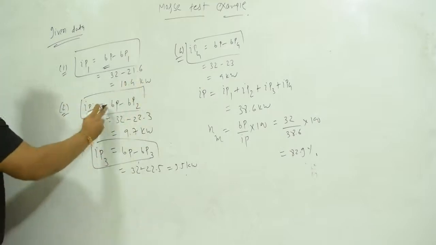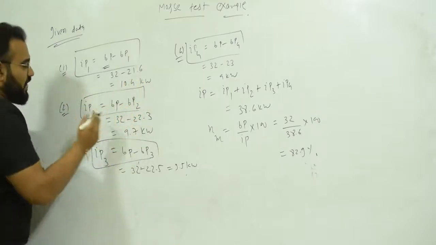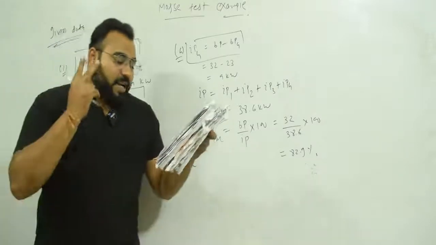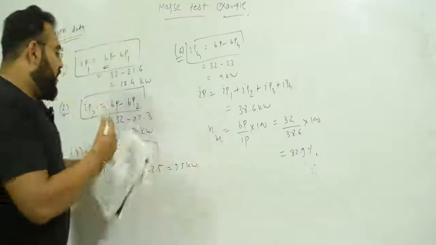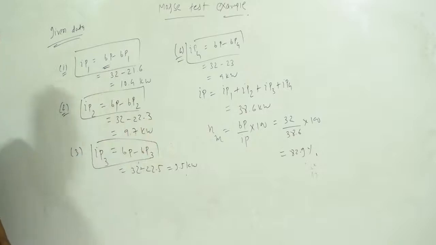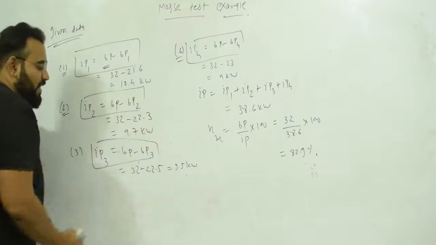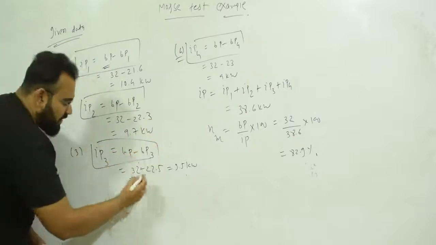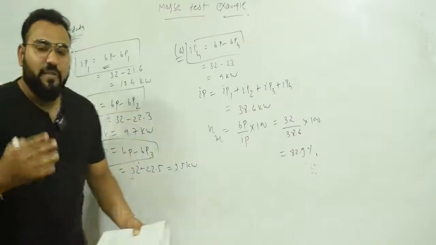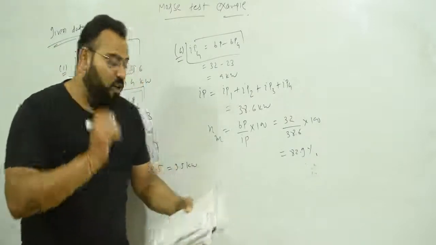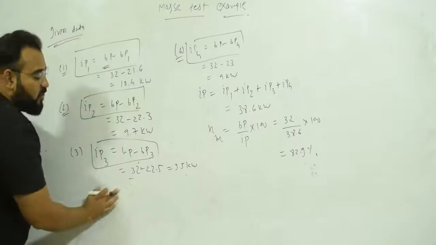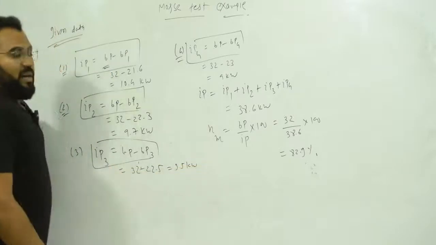Same for IP2, BP minus BP2. When all cylinders are working it is 32, and BP2 means when 2 cylinders are cut off, so it will be 22.3. So 9.7 kilowatt. IP3 equal to BP minus BP3. BP means all cylinders working, 32 kilowatt. BP3 means when 3 cylinders are cut off, at that time 22.5. So 32 minus 22.5 will be 9.5 kilowatt.